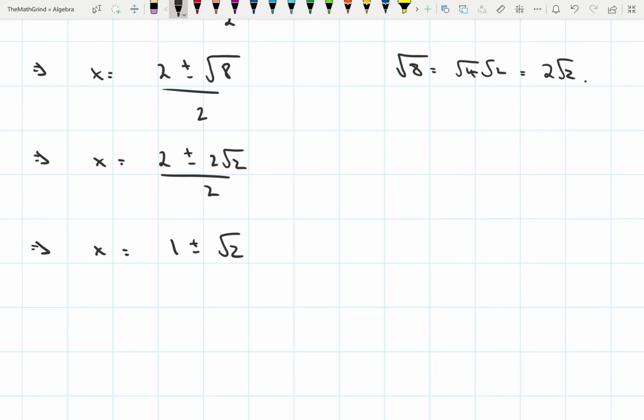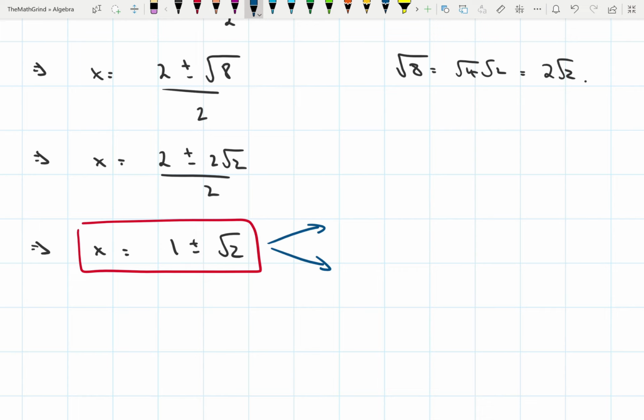Now maybe a question asks you to write it, say, corrected to 2 decimal places. Okay, that's your 2 answers for x. There's 2 answers there: there's 1 plus root 2 and there's 1 minus root 2. If they asked you to express your answer, say, in decimal form, then whenever you sub both those in, you're going to end up getting negative 0.41 or 2.41. So that's your 2 answers in decimal form as well.